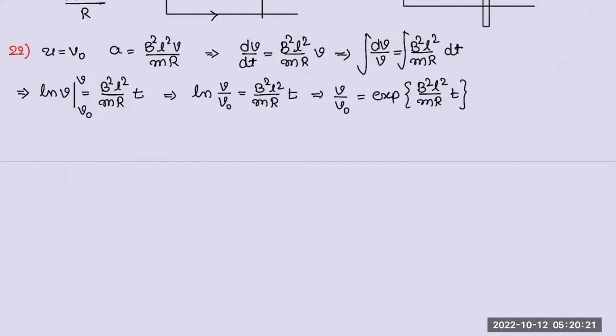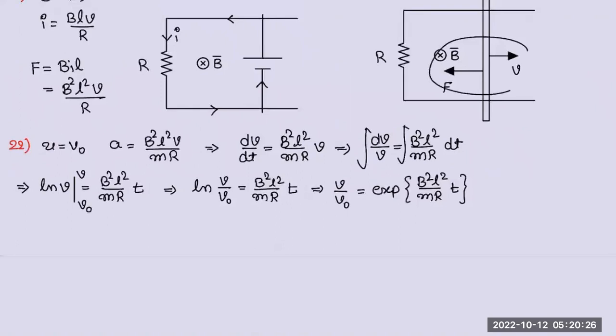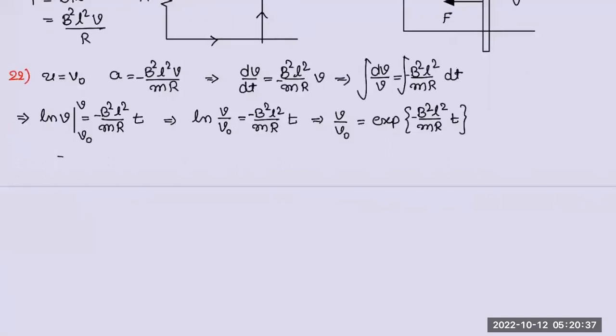The blunder I did is that acceleration and velocity are opposite in direction. I forgot the minus sign. The minus sign must be there. Final answer will be V is equal to V naught exponential of minus B square L square by mR times t. This is the answer.